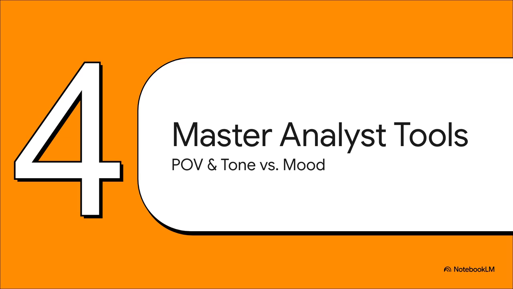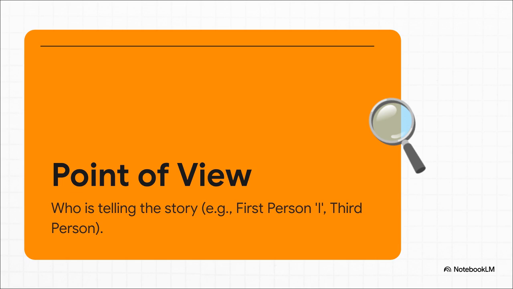All right, for a final section, we're moving into the Master Analyst tools. These two concepts are all about perspective and feeling, and they really allow for the most nuanced, expert-level understanding of a text. Point of view, or POV, it's all about who is telling the story. Is it a character inside the story, using I, giving us a really personal, maybe even biased account? Or is it some outside narrator who sees everything? Believe me, the choice of narrator changes everything about the story we experience as readers.